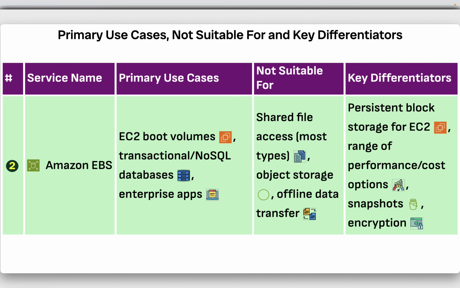Next we have Amazon EBS. Primary use cases are EC2 boot volumes, transactional/NoSQL databases, and enterprise apps. This is not suitable for shared file access for most types, object storage, or offline data transfer. Key differentiators are persistent block storage for EC2, and you have a range of performance/cost options, snapshots, and encryption.